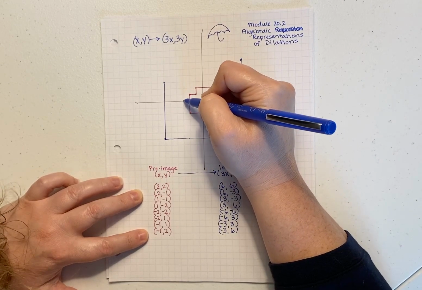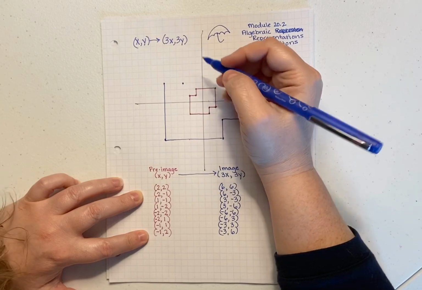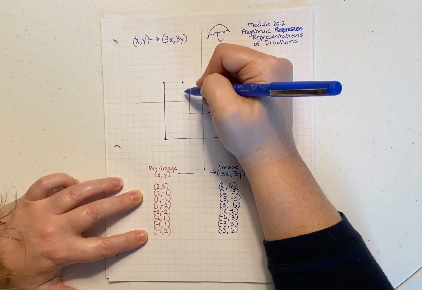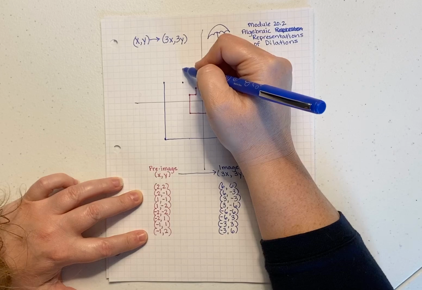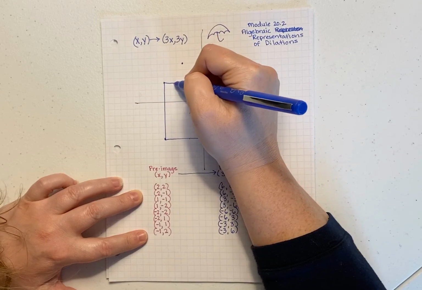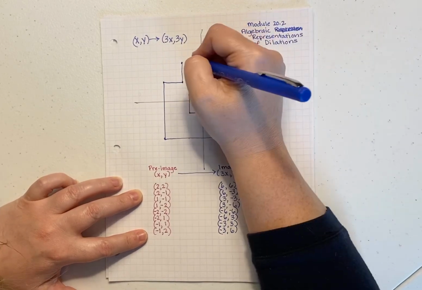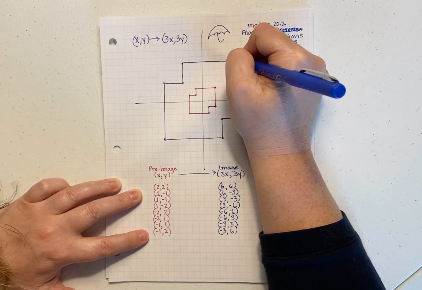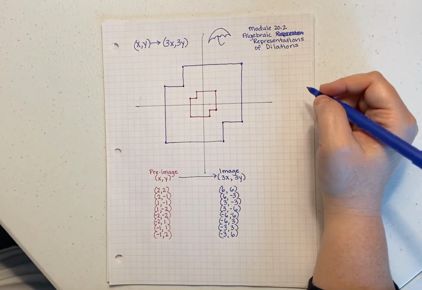1, 2, 3, and 3, and negative 3, 6. 1, 2, 3, 4, 5, 6. There we go. And so, as you can see, we have a similar shape. And of course, it is an enlargement.